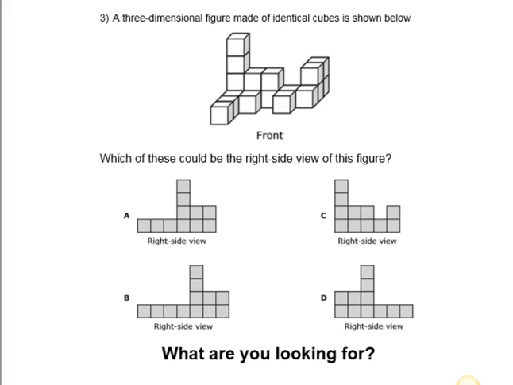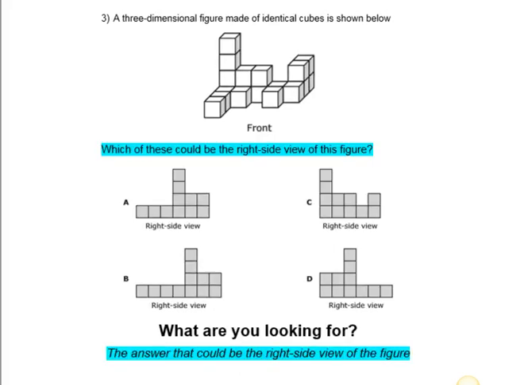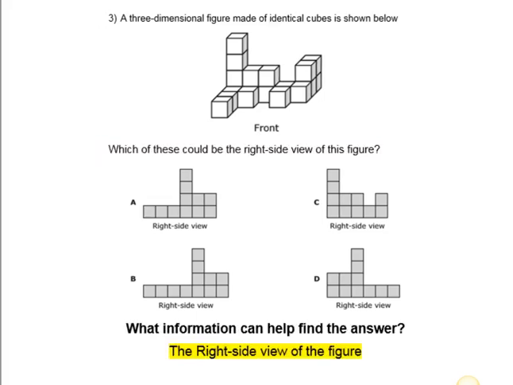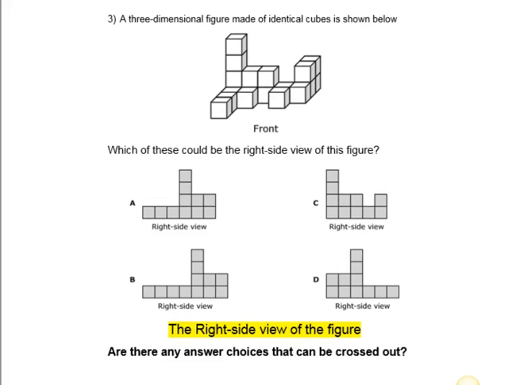What are we looking for? We are looking for the answer choice that could be the right side view of this three-dimensional figure. Okay? What information can help us find the answer? Really just looking at the right side view of the figure. That's the only way we could really figure out what the correct answer choice is. Are there any answer choices that can be crossed out?